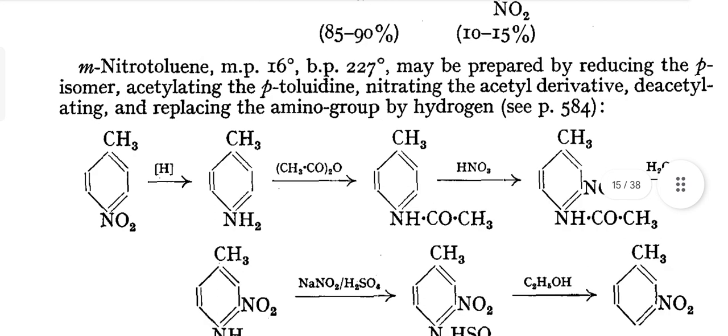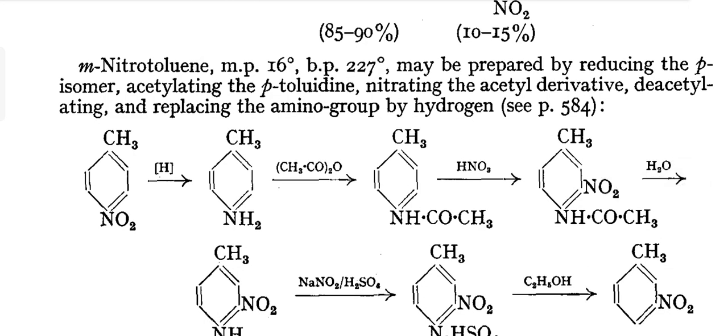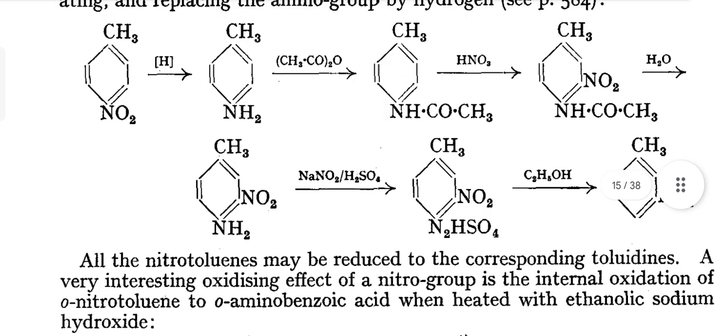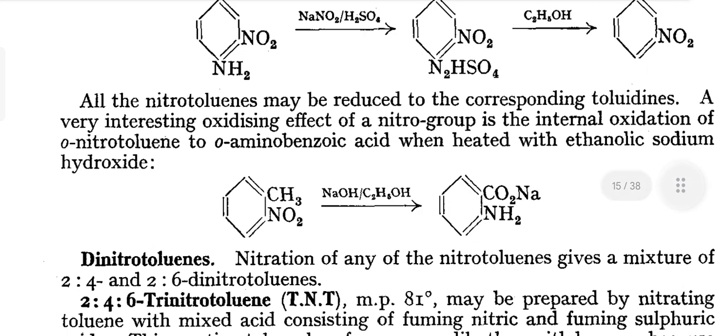Metanitrotoluene, melting point 16 degrees Celsius, boiling point 227 degrees Celsius, may be prepared by reducing the para isomer, acetylating the para-toluidine, nitrating the acetyl derivative, deacetylating, and then replacing the amino group by hydrogen. All nitrotoluenes may be reduced to the corresponding toluidines. A very interesting oxidizing effect of the nitro group is the internal oxidation of orthonitrotoluene to orthoaminobenzoic acid when heated with ethanolic sodium hydroxide.